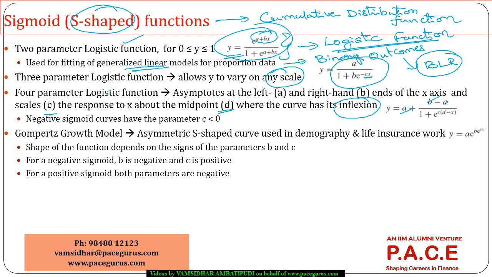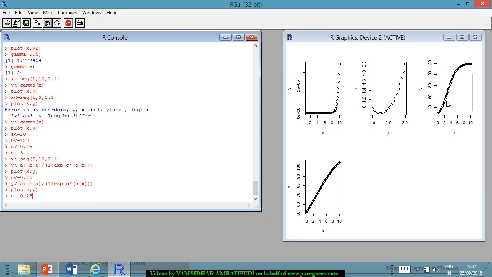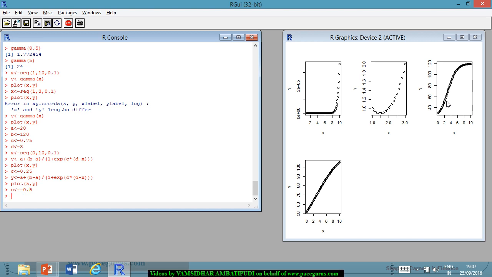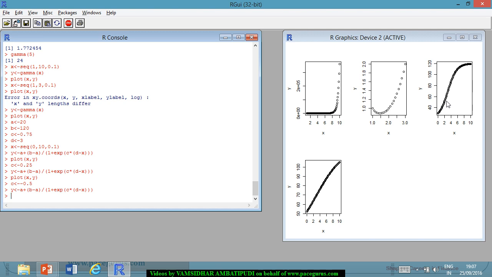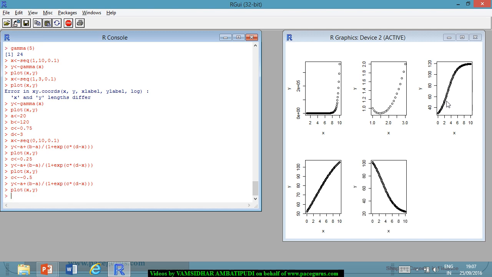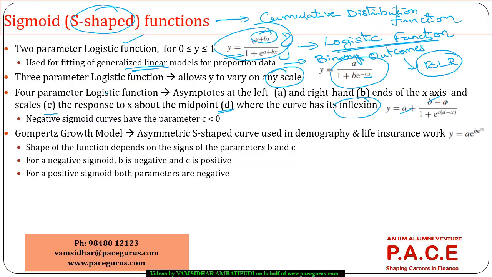The moment I start giving a negative value of C, instead of 0.25, let's say I set it as minus 0.5, and based on that let me calculate the value of y and get my plot of x comma y. So you are getting it completely in the reverse direction. These are the different kinds of sigmoid functions that you can very well plot for getting a good understanding.